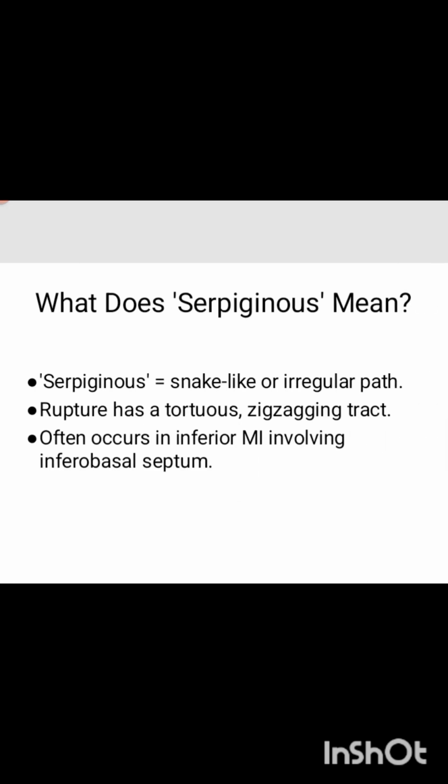What does serpiginous mean? Serpiginous is a snake-like irregular path. The rupture has a tortuous, zigzagging track. It often occurs in inferior MI involving the inferior basal septum. I will show you a diagram and real echo videos also.